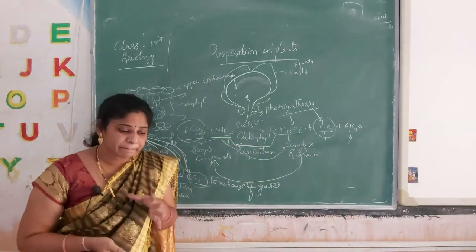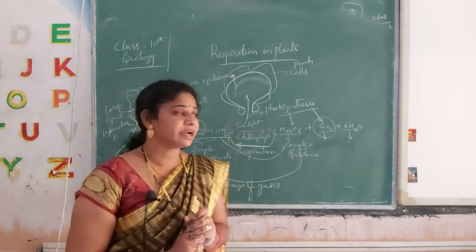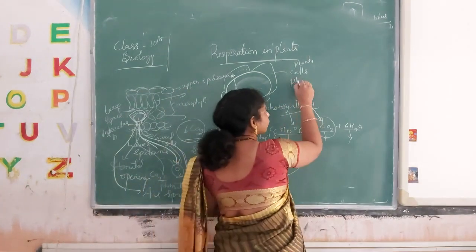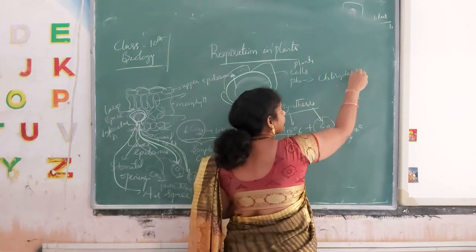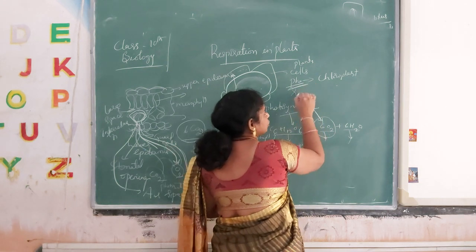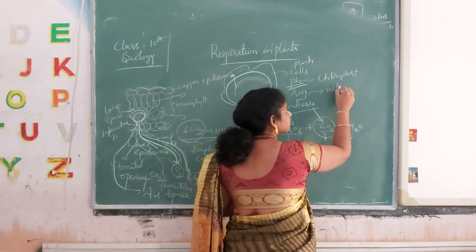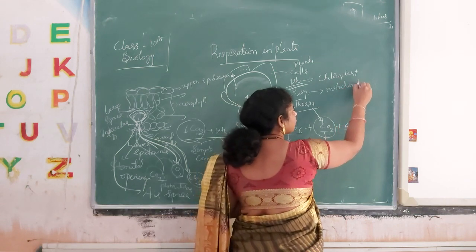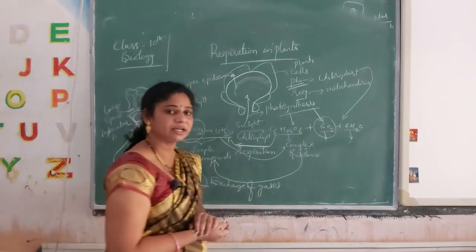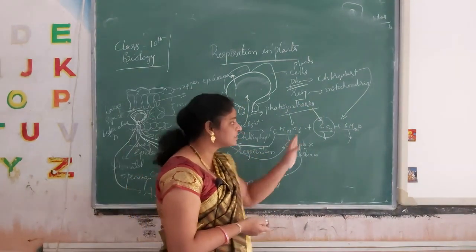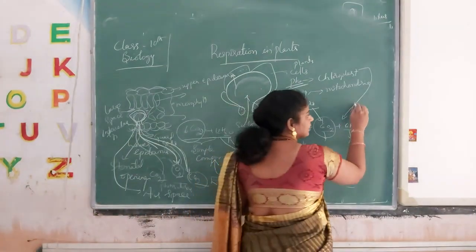During photosynthesis, what is mainly participating here? Chloroplast. During the respiration process, mitochondria is participating. In photosynthesis this is the end product, and during photosynthesis ATP is also released.